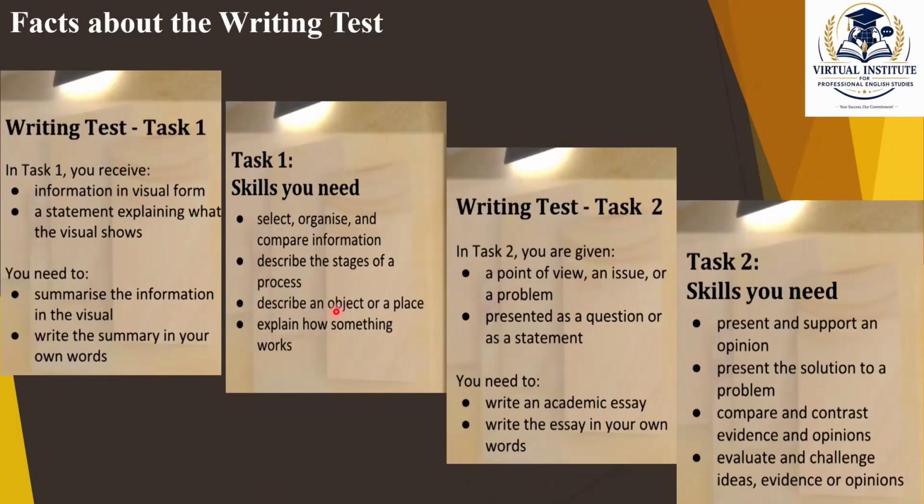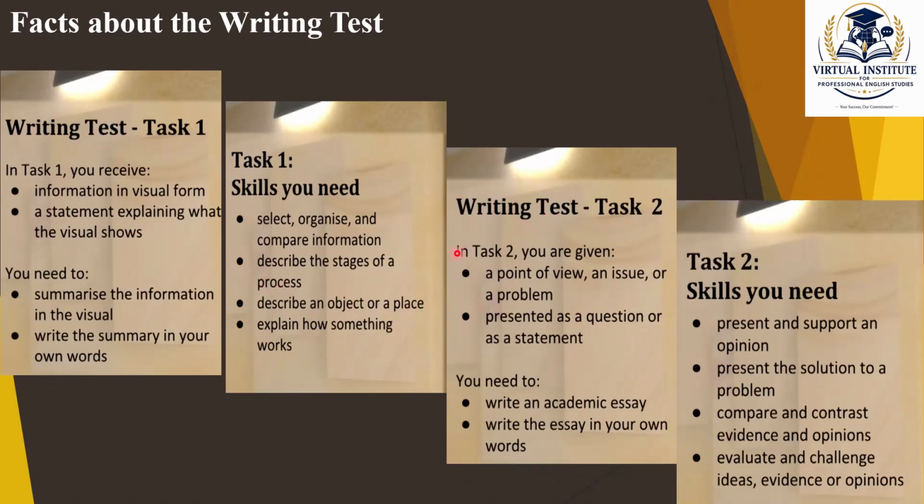And you should also have the skill to describe an object or a place. If there is a picture of a place, you should know how to describe it. If there is a picture of an object, you should know how to describe it, right? You should also explain how something works. Again, it's related to the process, right? If there is a process given in the visual form about something, you should know how it works, and you should be able to explain it in your own words.